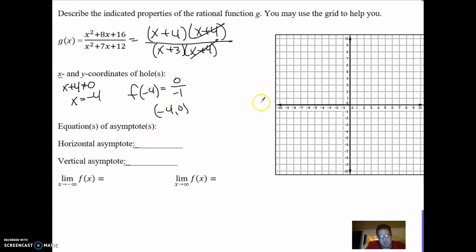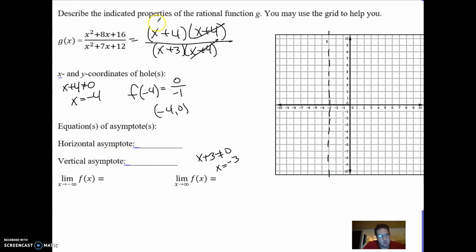So horizontal asymptotes. So vertical asymptote is going to be pretty easy. So vertical asymptote is right here. So x plus 3 cannot be equal to 0, which means x equals negative 3. So vertical asymptote right there.